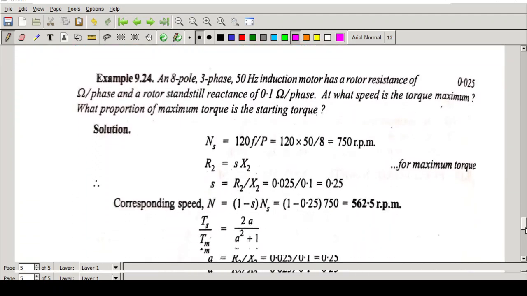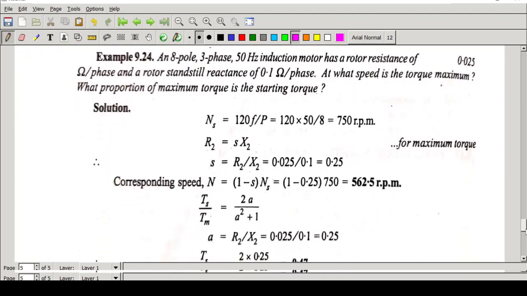This is the first one. Here it is given that an 8-pole, 3-phase, 50 Hz induction motor has a rotor resistance of 0.025 ohms per phase. So R2 is given, and this is the frequency F, and this is the number of poles P. And the rotor standstill reactance is also given, that means X2 is also given.